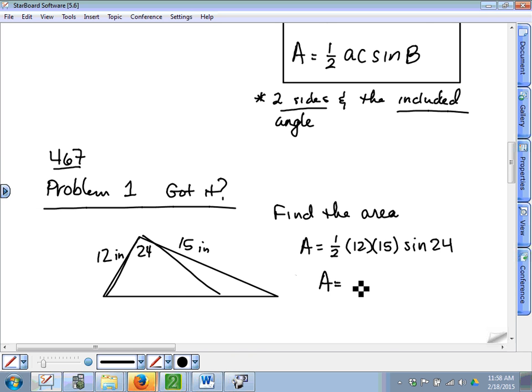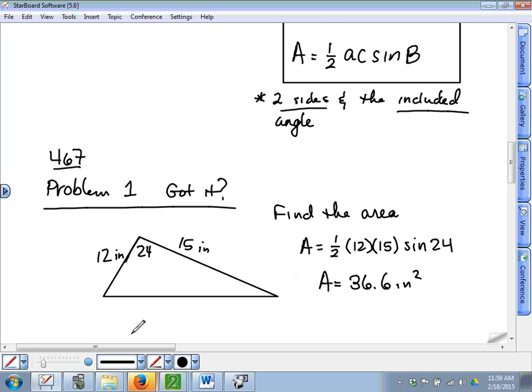So the area is 36.6 inches squared. Does it have to be squared? Yep. Why? Because an area is a two-dimensional measurement. It's length and width, pretty much, so it has to be squared. Three-dimensional, volume.